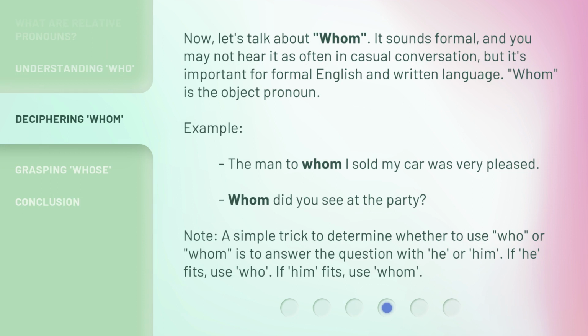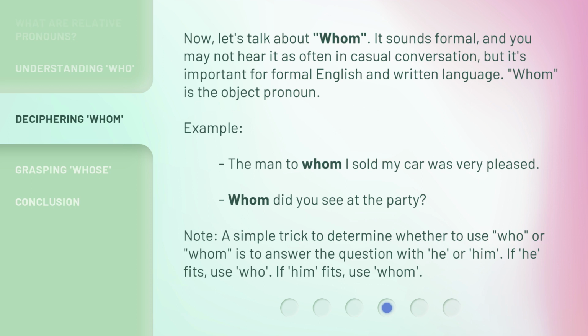Now, let's talk about whom. It sounds formal, and you may not hear it as often in casual conversation, but it's important for formal English and written language. Whom is the object pronoun. Example: the man to whom I sold my car was very pleased. Whom did you see at the party?